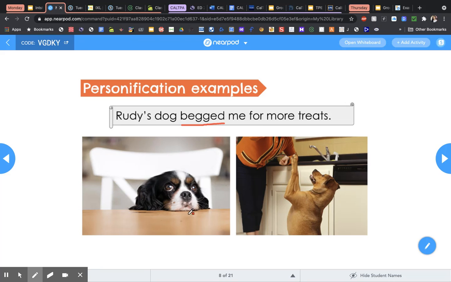So because this subject that we're talking about is a dog and not a human, and we are giving it the action verb begged, which is a human characteristic, this is an example of personification. Rudy's dog begged me for more treats. That means he really, really wanted more treats. And look at the sadness in his eyes. Okay, let's look at another example.